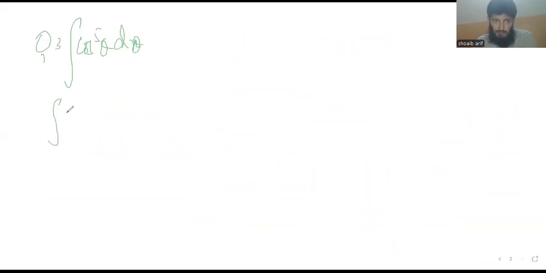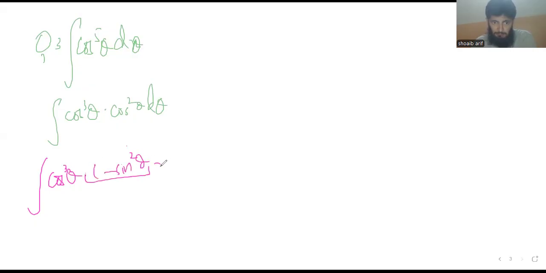First of all, we break this cos cube theta into cos square theta d theta. So we replace cos square theta with 1 minus sine square theta. Okay. So we multiply cos cube theta with 1, so cos cube theta minus cos cube theta into sine square theta d theta.